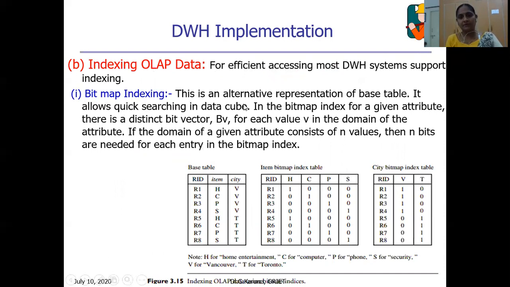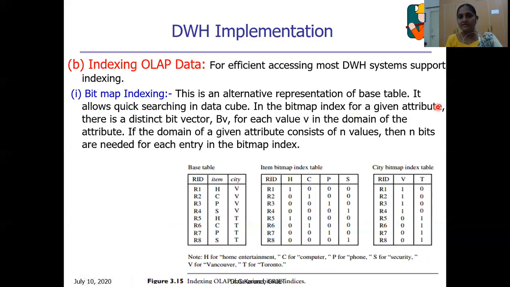Coming to bitmap indexing, this is an alternative representation of the base table. For the given base table, the record IDs R1 to R8 are given, that is record 1, record 2, record 3, with two attributes called item and city, having values like home entertainment, computer, phone, and security. Similarly, city is Vancouver and Toronto. This is the basic relational table. For this one, we have to construct the bitmap index table.